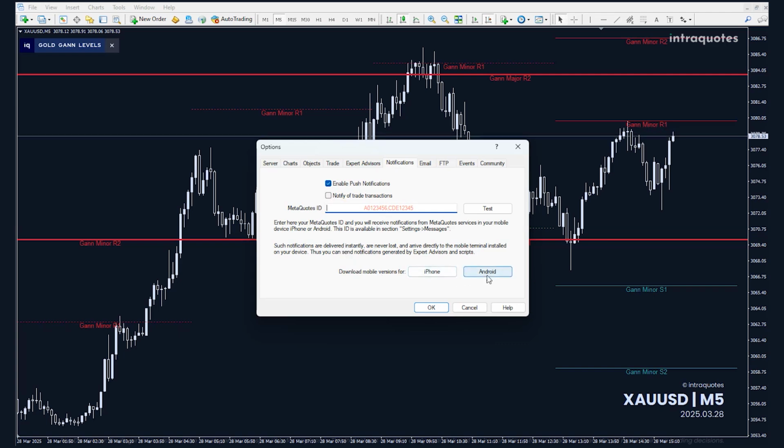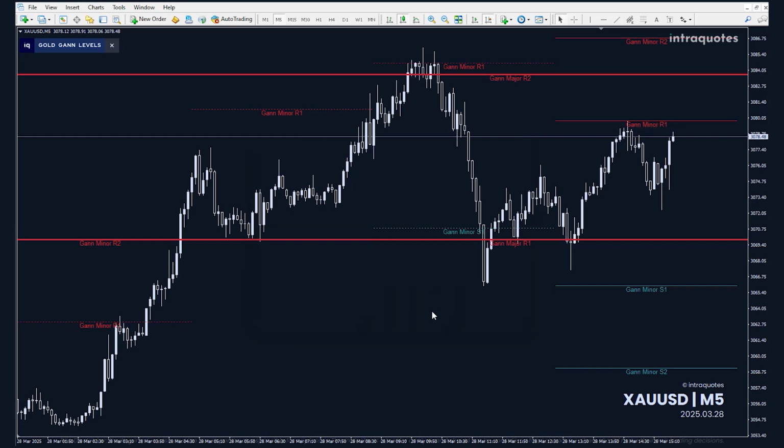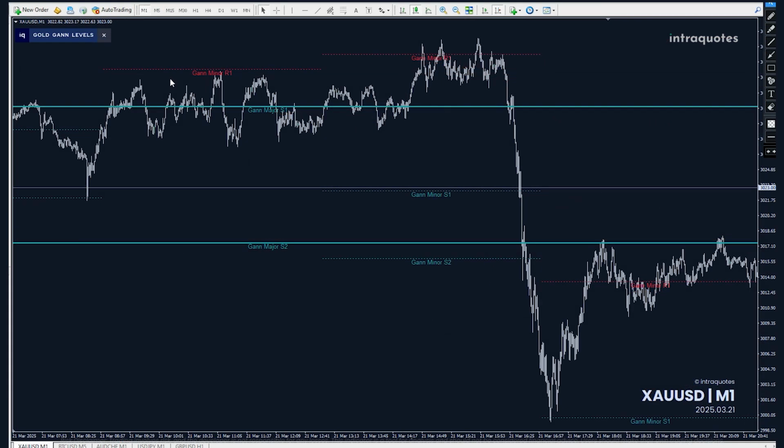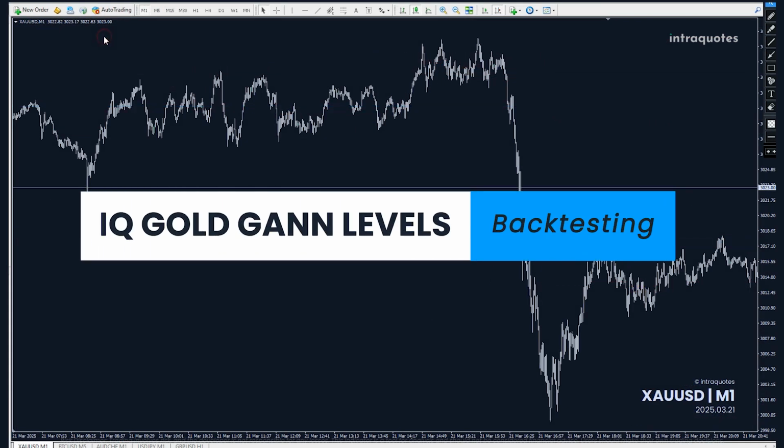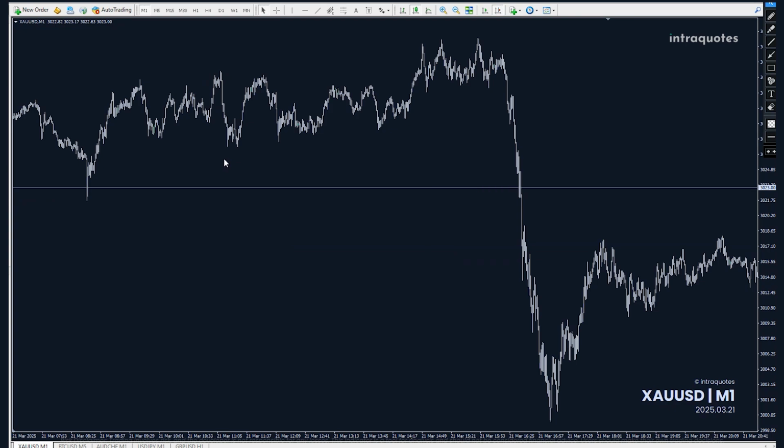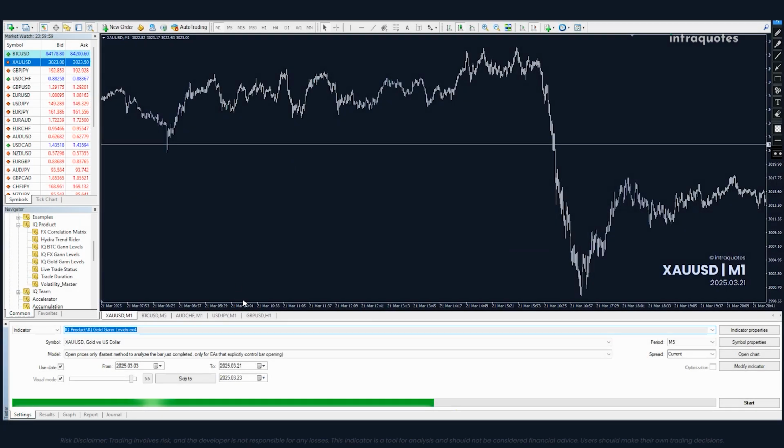No need to sit and monitor the chart all day. You can keep your day job and get notified every time the market touches the major Gann support and resistance level. Now I will show you this indicator's performance on historical data. This will give you so much confidence before using it on the live market.